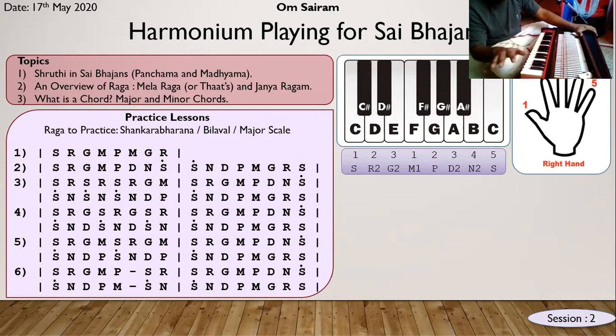Let's not think too much about that. But as of now, remember there are only 2 Re, 2 Ga, 2 Ma, 2 Da, 2 Ni, and 1 Sa and 1 Pa. So when you take Sai Bhajans as a whole, any raga you can take.